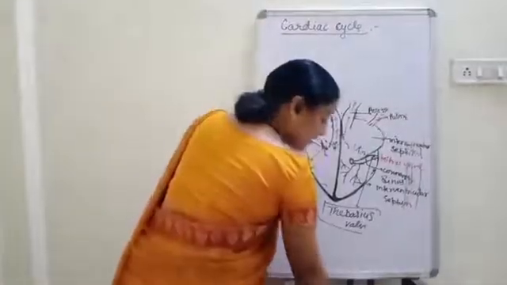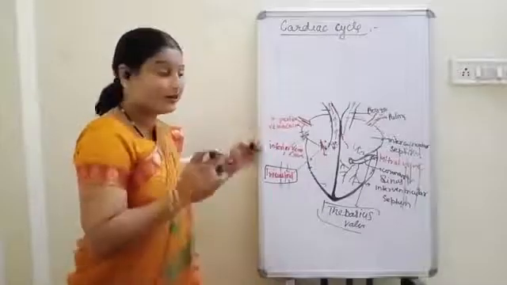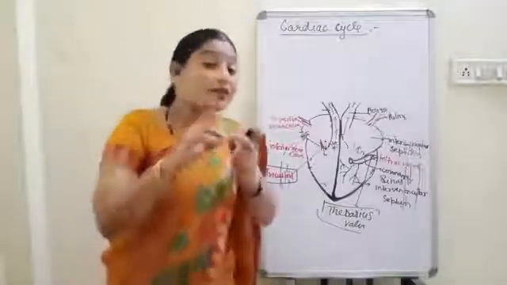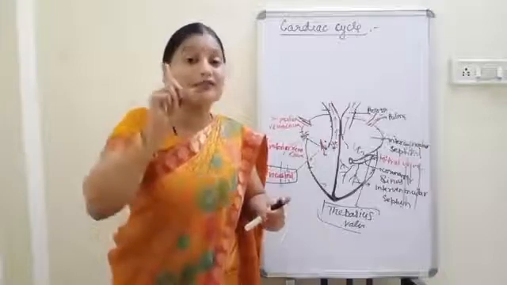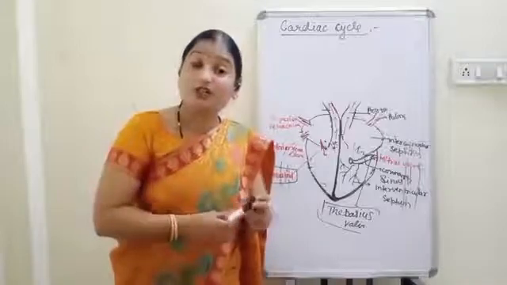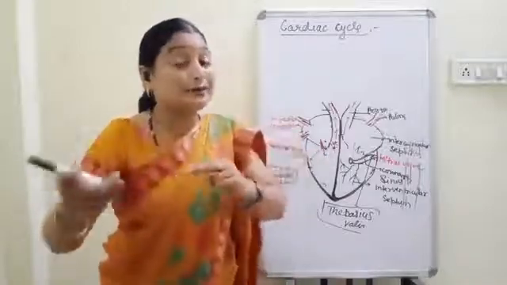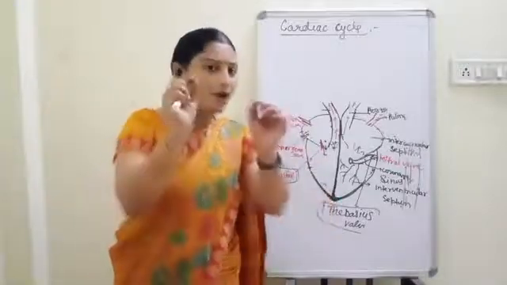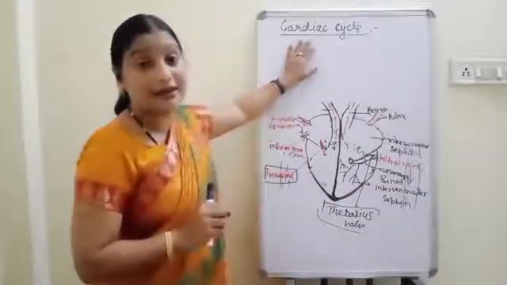So, see children, the cardiac cycle takes 0.8 seconds to complete. Okay, within 1 second, our heart beats for more than 1 time, because 0.8 second is required for one complete contraction and relaxation. That's why the total heartbeat is 70 to 72 times per minute. Although in a minute there are 60 seconds, 0.8 seconds are required for one complete cardiac cycle.